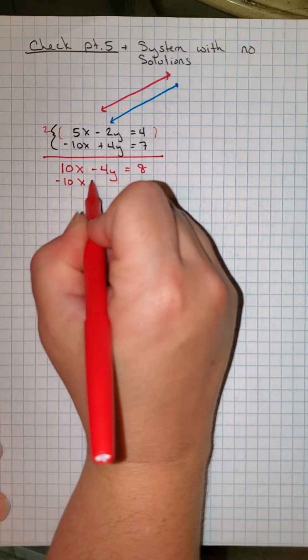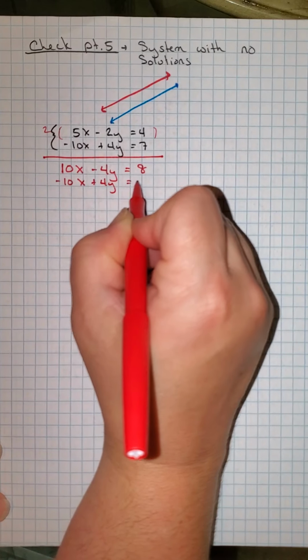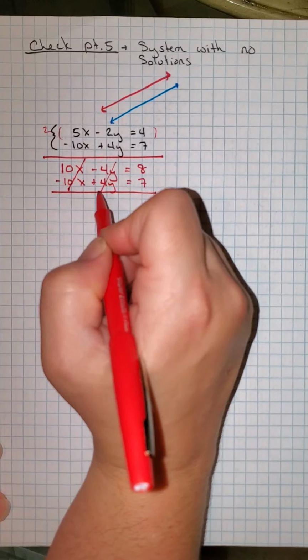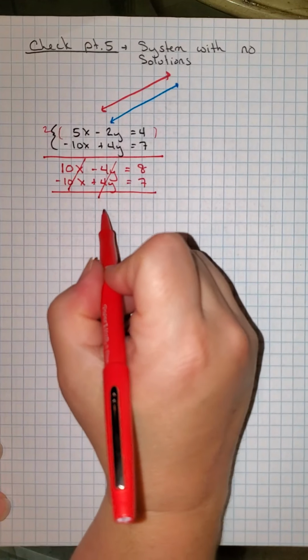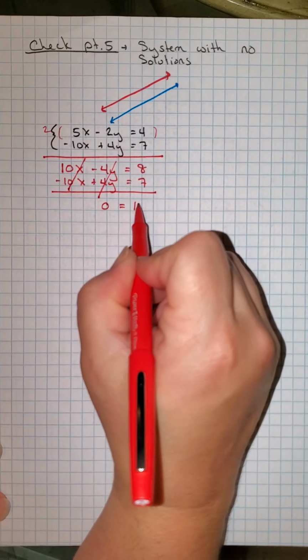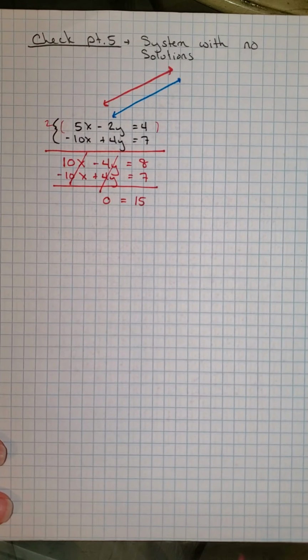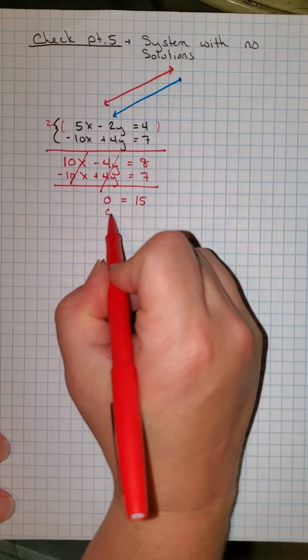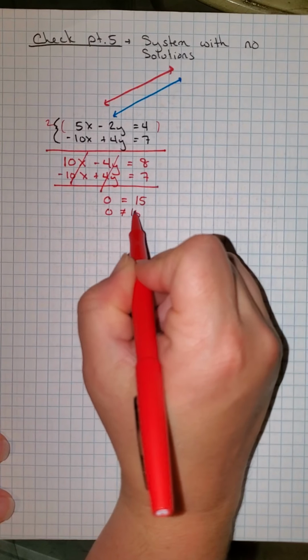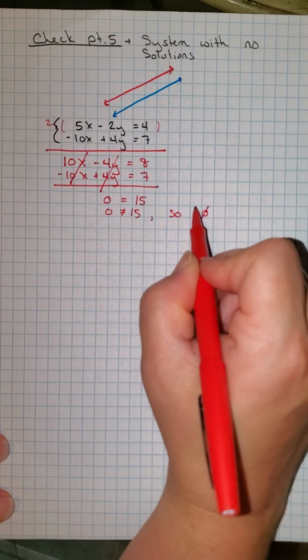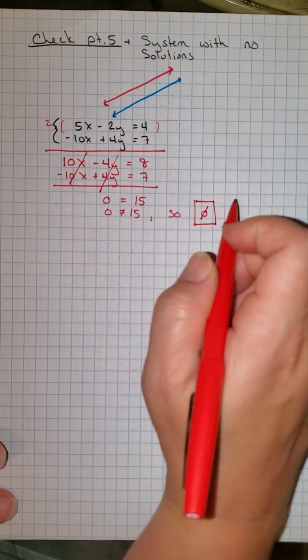So let's see. When I add these two together, the x's eliminate, the y's eliminate. So this side's 0, but the other side is 15. And that's what's important. Are those two equal? Are they not equal? 0 does not equal 15. So there's no solution. That's what tells you the lines are parallel.